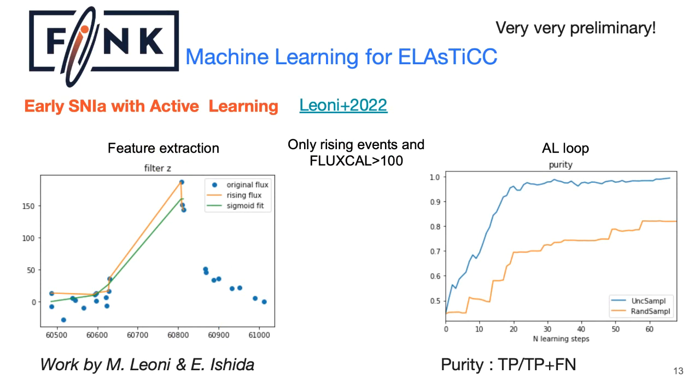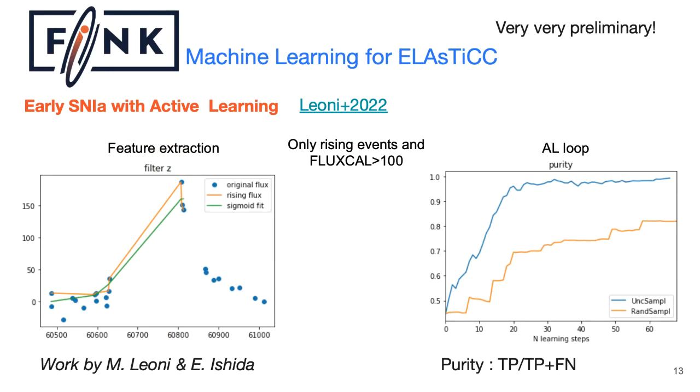So we had to require that at least one filter had a flux cal, which is a flux normalized with a zero point of 27.5, if I recall correctly, bigger than 100. So this is one of the limitations right now of these plots that I'm showing you. We're trying to see what we can do to improve it.